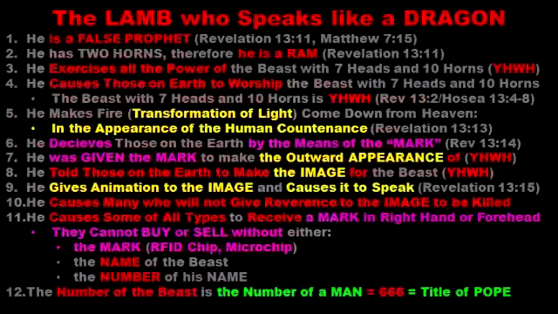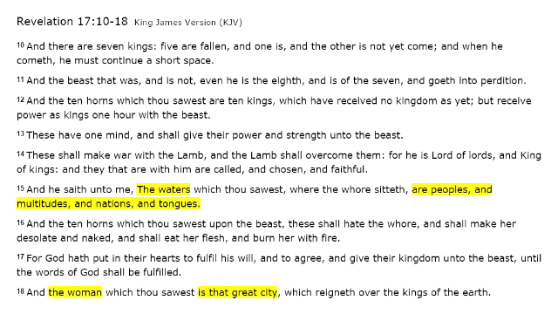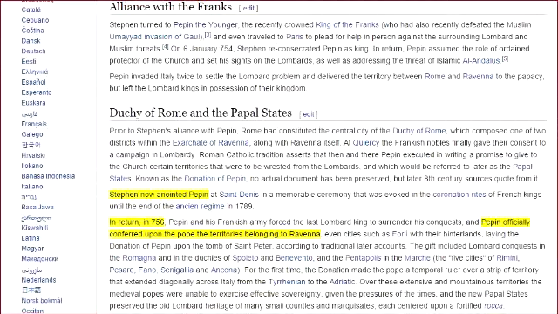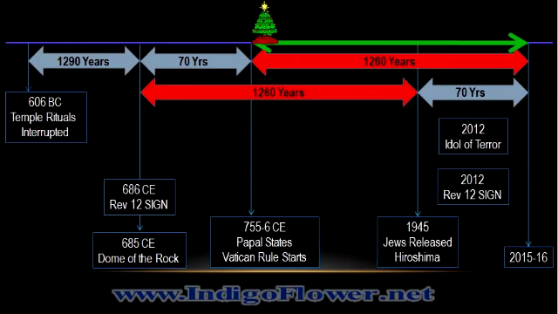The Lamb who speaks like a dragon was the false prophet, the Pope, who caused all to worship the beast Yahweh and declared himself God in the temple during the Holy Roman Empire during the 1260 years of tribulation when the waters, 5 million people, were turned to blood. The Holy Roman Empire gained its temporal power between the years 754 to 756 by the estimate of many scholars. 1260 years from that ends in 2016.